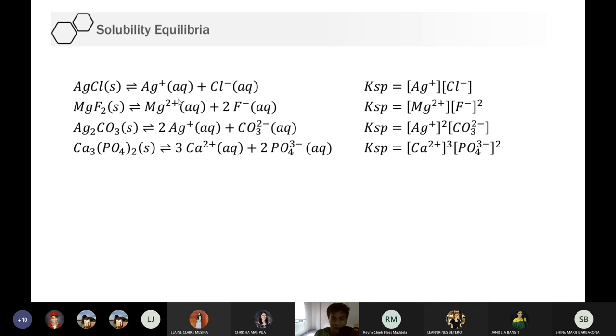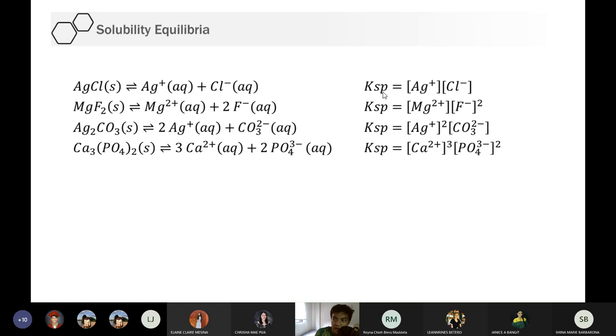Okay, and since we have an equilibrium equation, this is governed by equilibrium constants. Now we can describe this by equilibrium constant. Okay, so for silver chloride, that is the concentration of silver ions times the concentration of chloride ions. So there's nothing written on the denominator because solid yung reactant natin. Okay. We also call the K for these equations the Ksp, the solubility product equilibrium constant, or the solubility product constant. Okay.